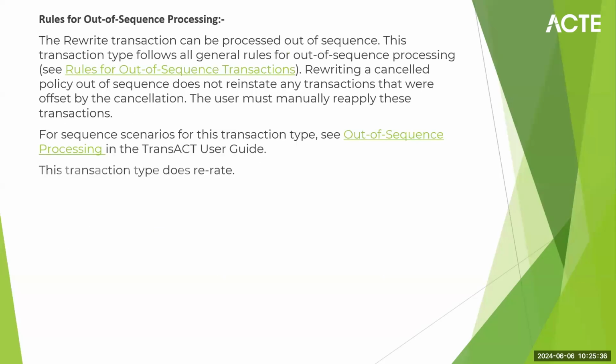Rule for out of sequence processing. Rewriting a cancelled policy out of sequence does not reinstate any of the transactions that were offset by the cancellation. That means if you want to do out of sequence now, the previous changes will not be applicable. If you want to, you need to do it manually, but this is a waste of doing. I mean, you cannot do the out of sequence for the rewrite.